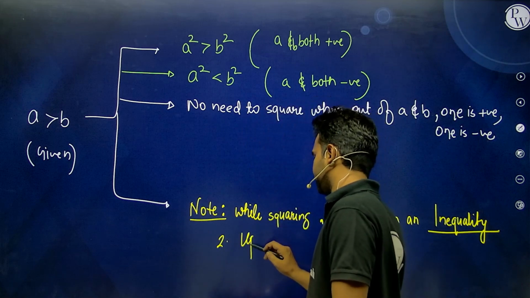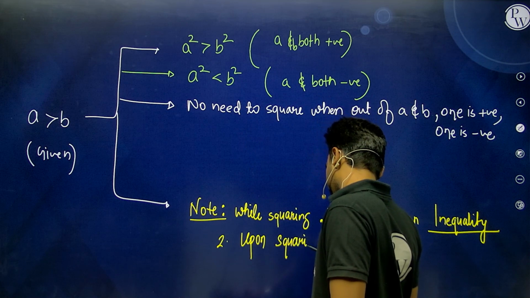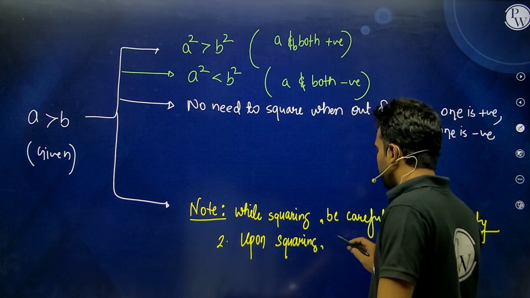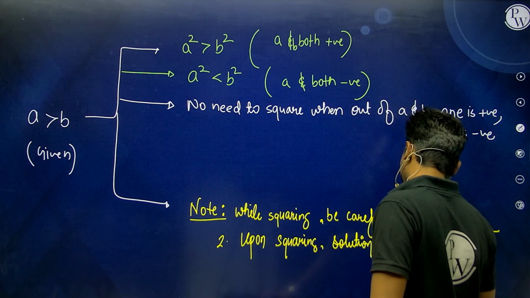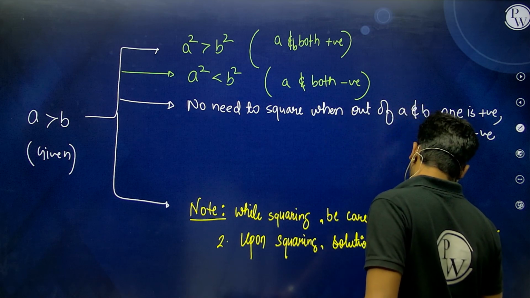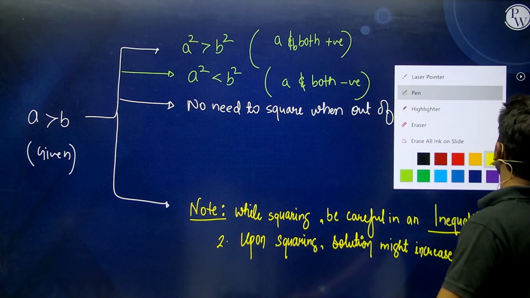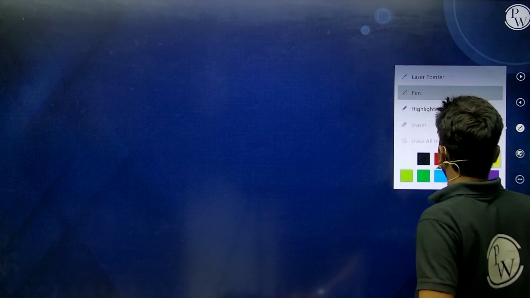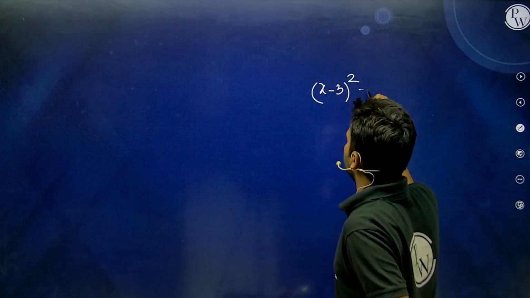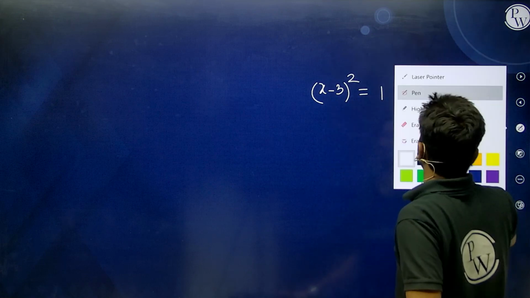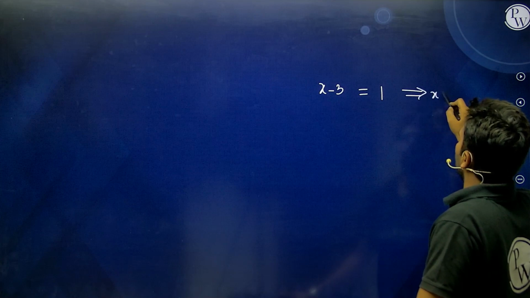Upon squaring, solutions might increase. What is the meaning of this? Solutions might increase. Let's learn it. Let's say I have given you a question like this. In normal mathematics also, let's say I have given you an equation like this. What will be the value of x? You will say, sir, x equal to 4.